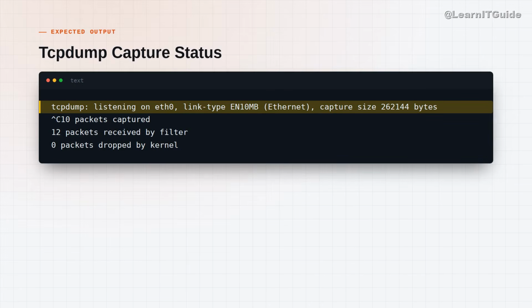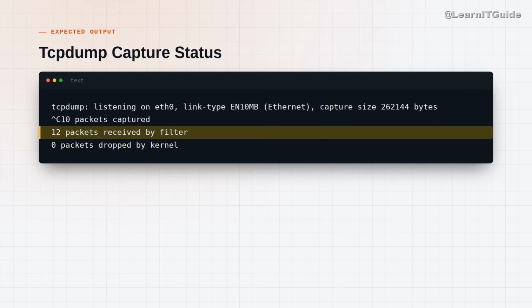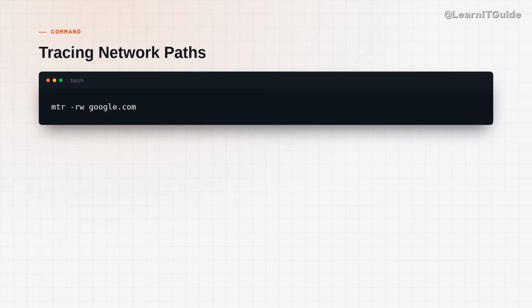The capture is active and saving to disk. If you see packets received, but your application is not responding, you know the network layer is healthy and the issue is likely within your application code or a local service configuration. Sometimes your traffic just disappears mid-transit.